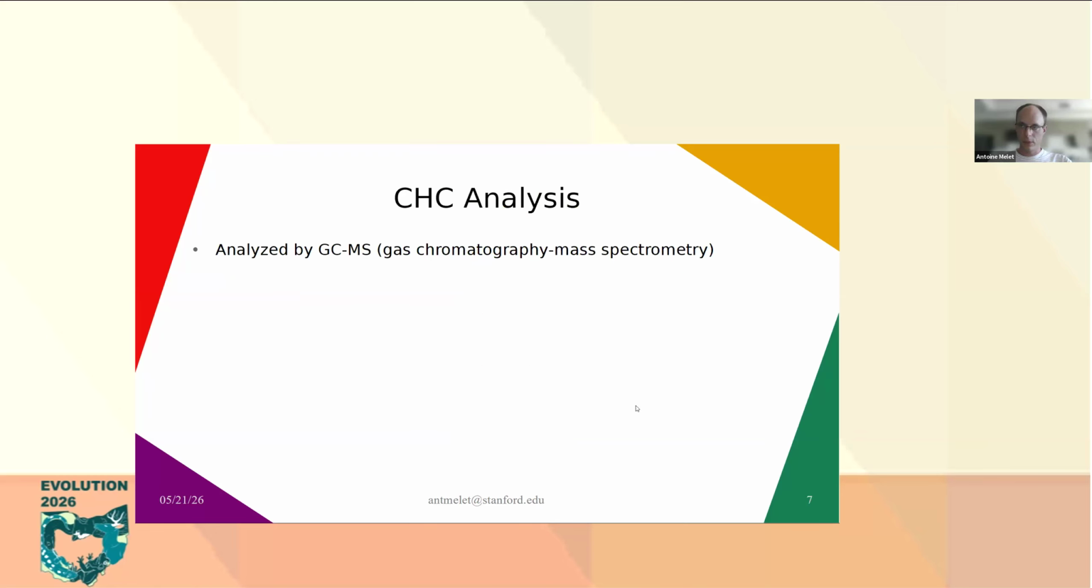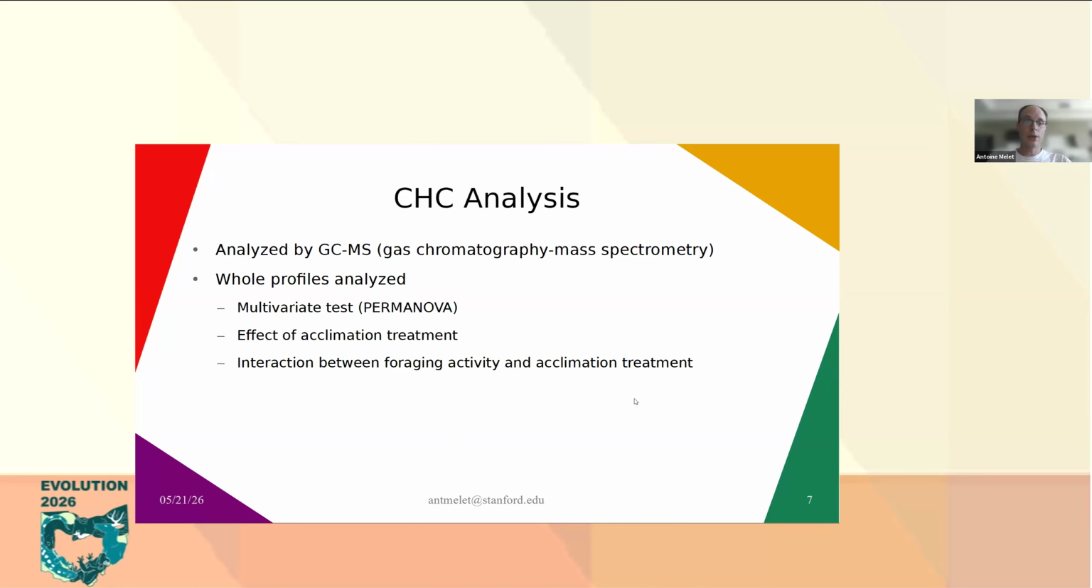For the cuticular hydrocarbons analysis, we analyzed them using gas chromatography mass spectrometry, and we analyzed the whole profiles, not specific compounds or specific classes of compounds, but the whole of it, using a multivariate test and focusing on some factors of interest, the acclimation treatment, and the interaction between the acclimation treatment and the foraging activity.